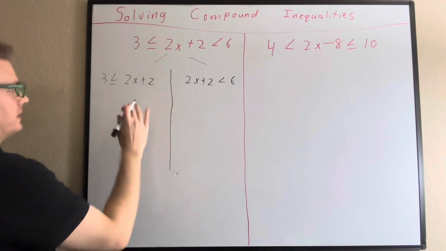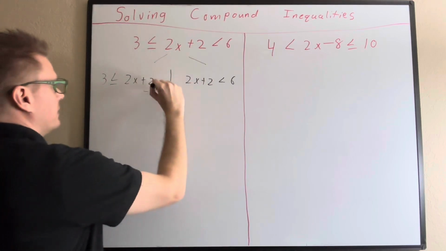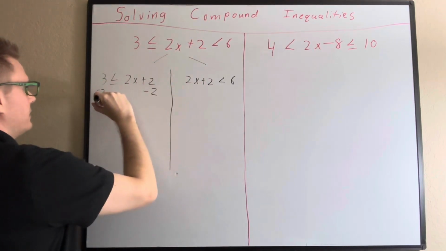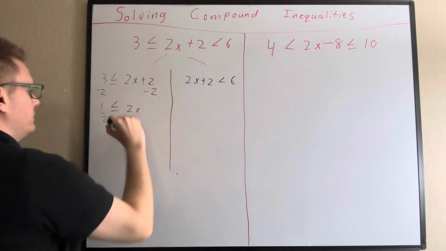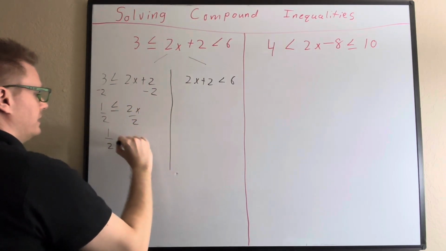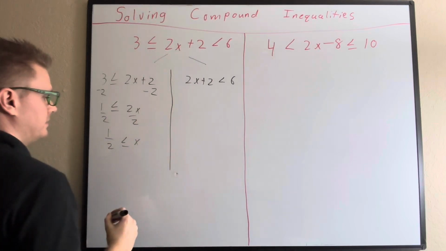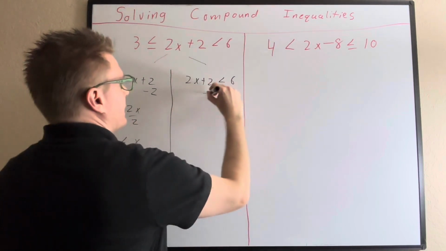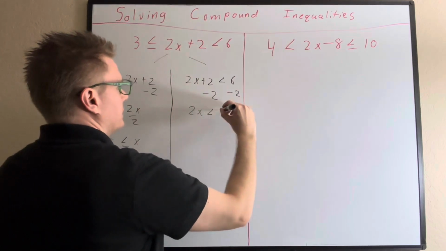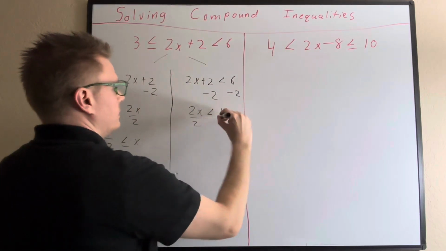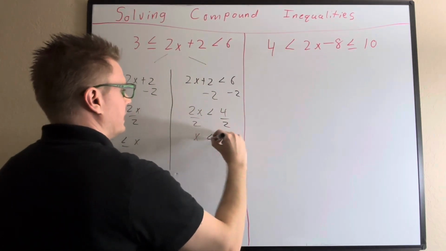And now we just solve them like normal, right? Minus 2 both sides. 1 is less than or equal to 2x, divided by 2, divided by 2. 1/2 is less than or equal to x. Okay. Subtract 2 from both sides. 2x is less than 4, divided by 2, divided by 2. x is less than 2.